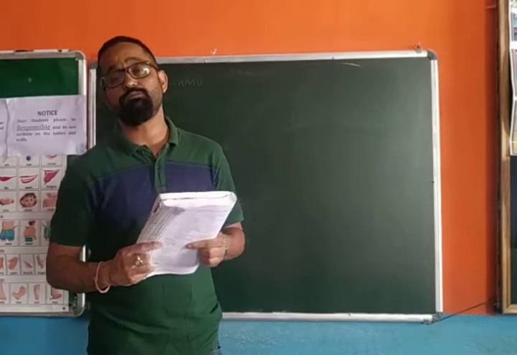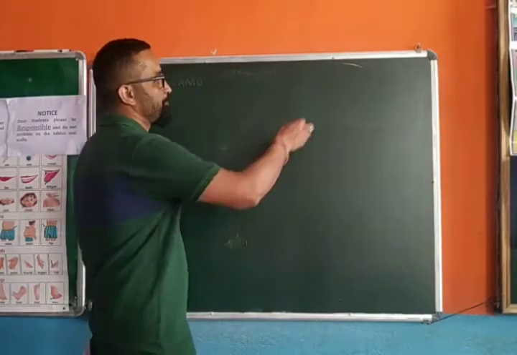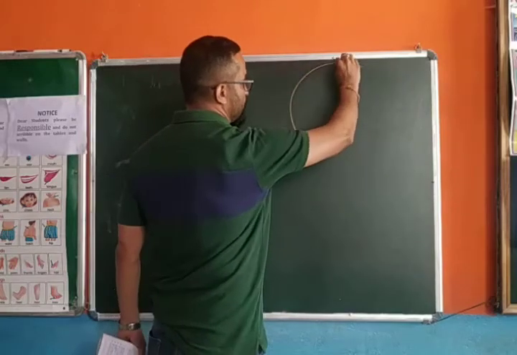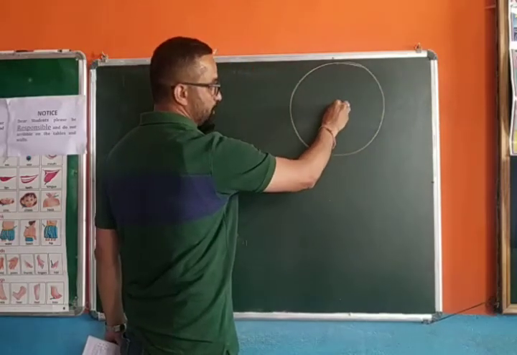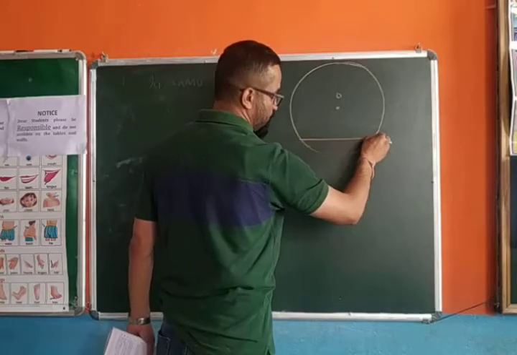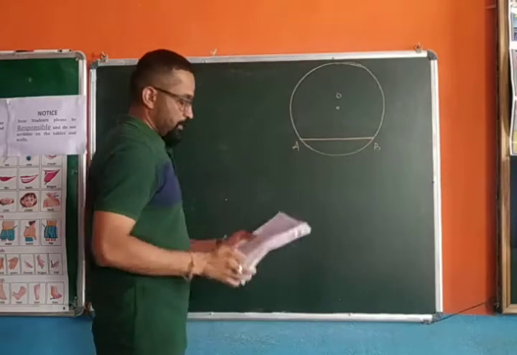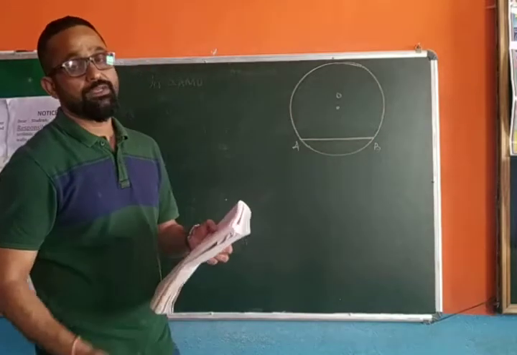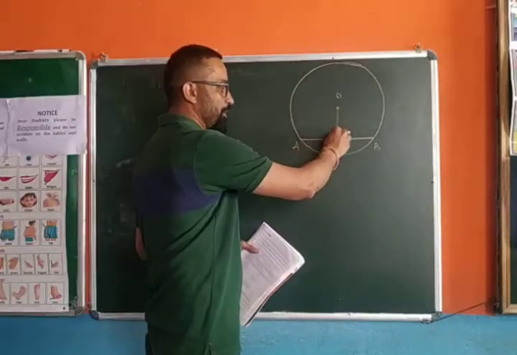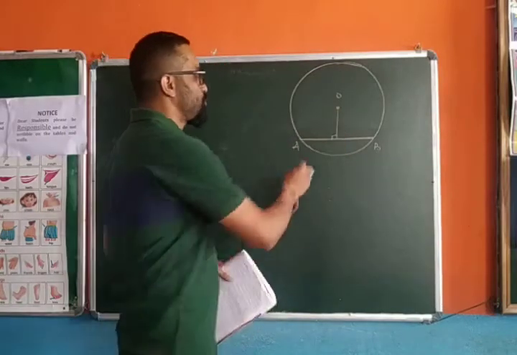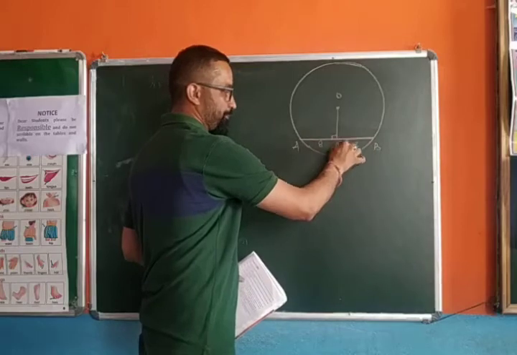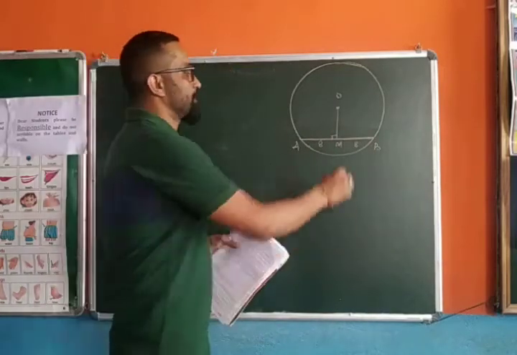A chord of length 16 centimeter is at a distance of 6 centimeter from the circle. Find the length of the chord of same circle which is at a distance of 8 centimeter from the center. There are two parts. In the first part we draw a circle again. Center is marked. A chord is drawn. Question tells you that chord of length 16. So draw a perpendicular from here. 16 will be divided in two parts, 8, 8. At a distance of 6 centimeter.